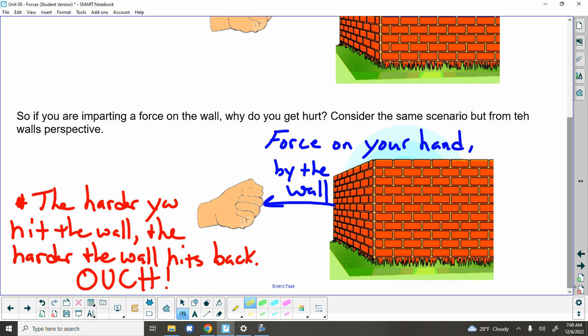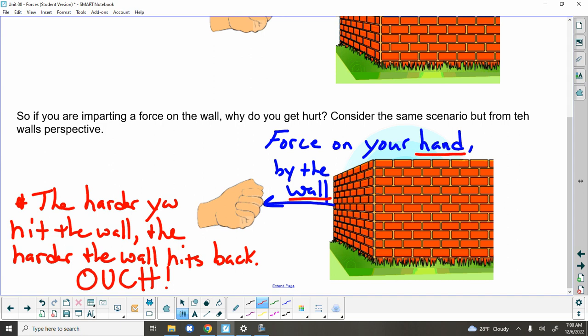So really we're looking at the forces between two objects, force pairs. You notice in the top example, the hand was imparting a force on the wall to the right. And now in this second example, we have the wall imparting a force on the hand going back to the left. But again, two objects exchanging forces.